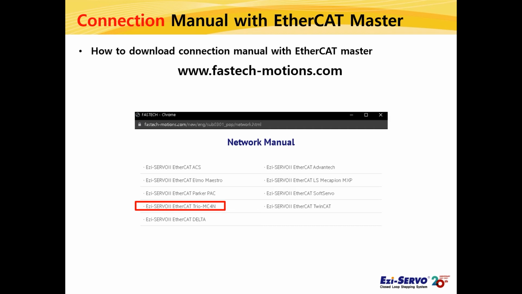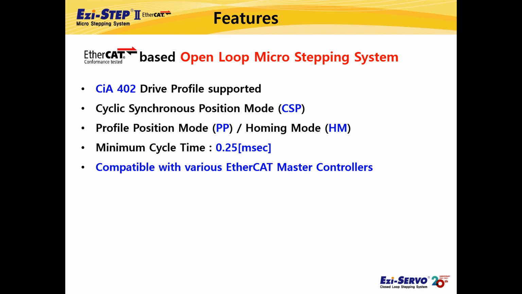Finally, since Ezi-STEPII EtherCAT is an open-loop micro-stepping system without an encoder, to check the current position, please refer to the command position. We have looked at the features of Ezi-STEPII EtherCAT until now.